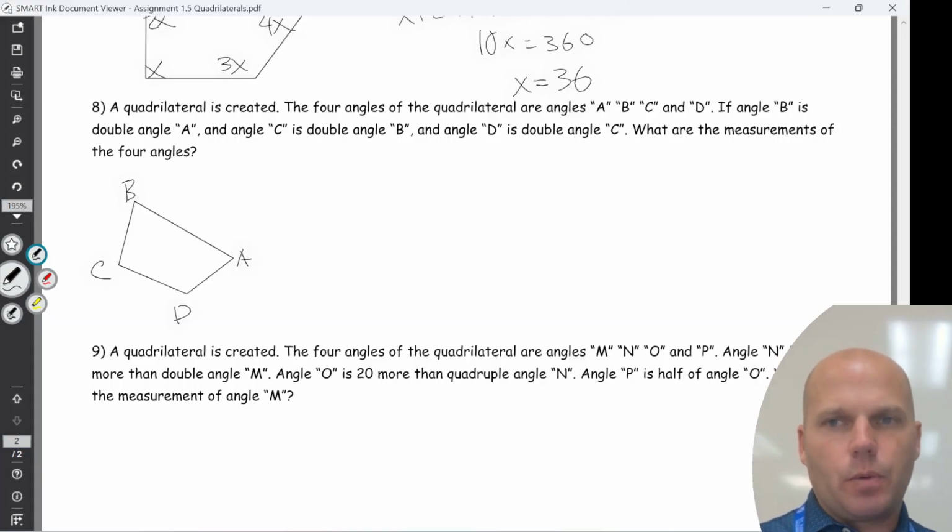Okay, so here we go. Angle B is double angle A. So I'm going to say angle A is x. Cool. Angle B must be double x. Angle C is double angle B. Oh, well, if B is 2x, then C is 4x. Angle D is double angle C. If angle C is 4x, angle D is 8x.